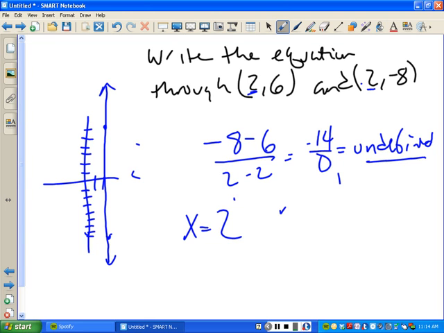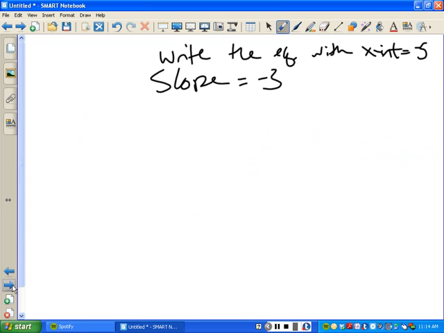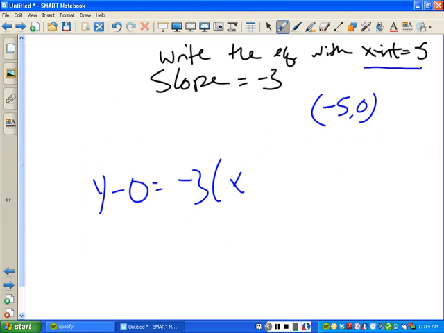Okay. That's tricky. Okay. Write the equation. X-intercept is -5, slope is -3. X-intercept is -5. What's the ordered pair? -5, 0. -5, 0 is the ordered pair, right? So now it's through -5, 0, slope -3. So y minus 0 equals -3, x minus -5. We agree?